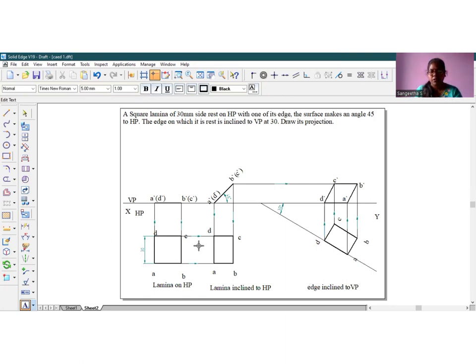This is about the projection of a square of 30 mm side, where it looks like a rectangle in the horizontal plane when it is inclined to HP at 45 degrees, and if it is inclined to VP at 30 degrees, it looks like a parallelogram.